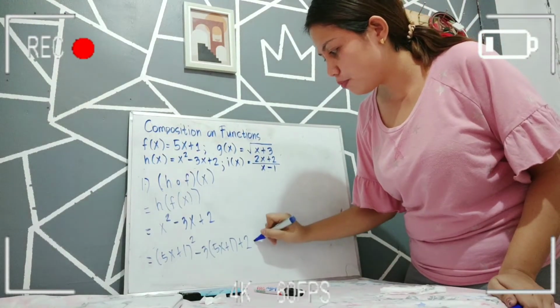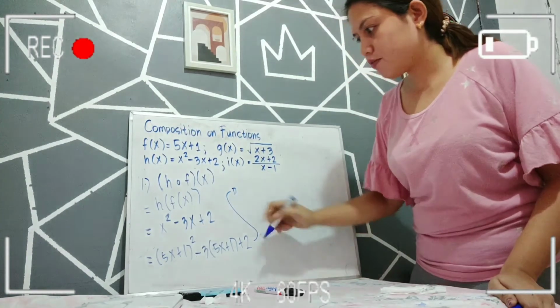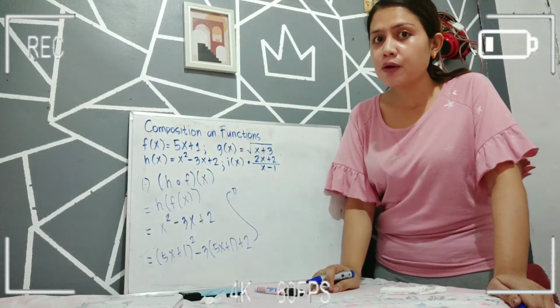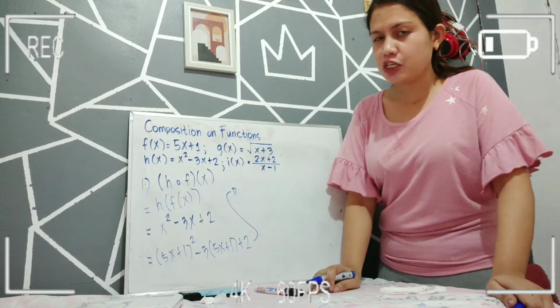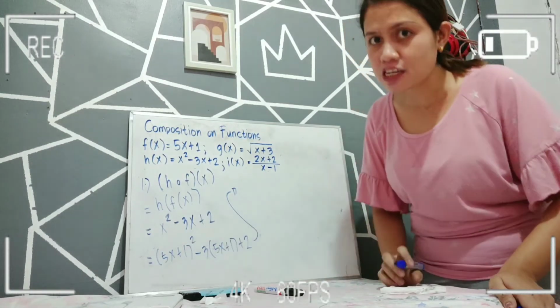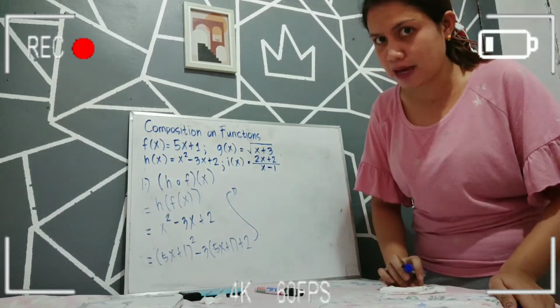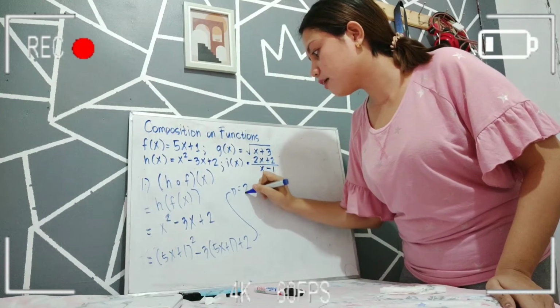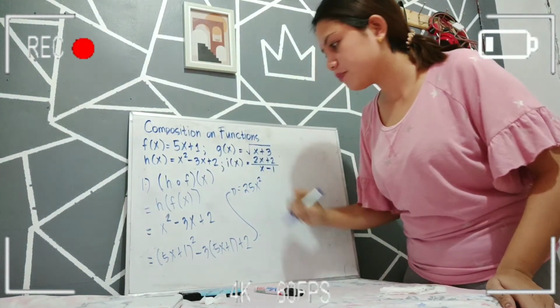So, we have here 5x plus 1 squared. You are squaring a binomial. You just follow the pattern. You square first the first term, 5x squared, or 5x times 5x. That is correct, 25x squared.